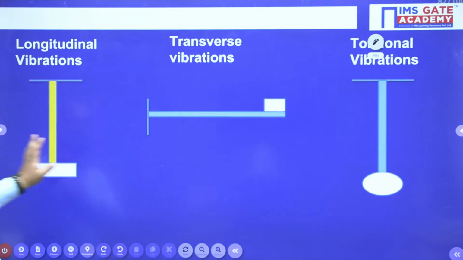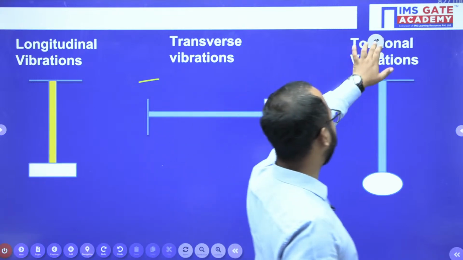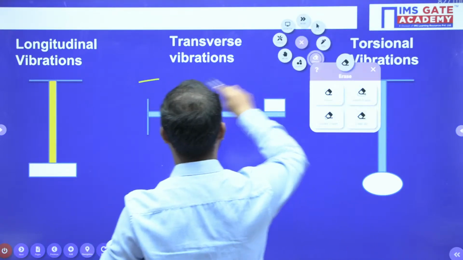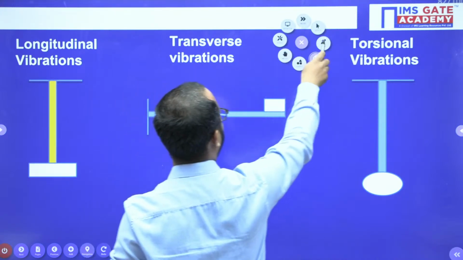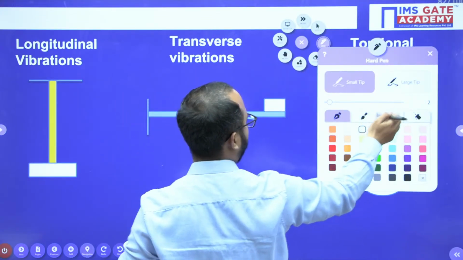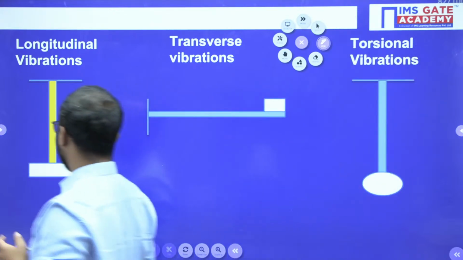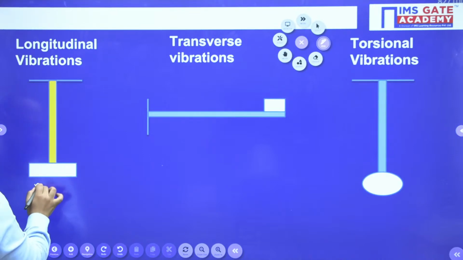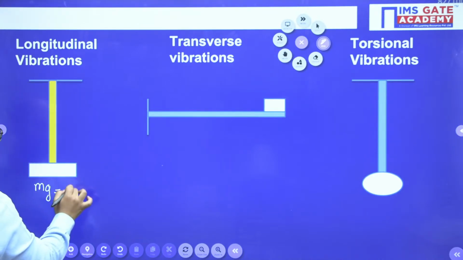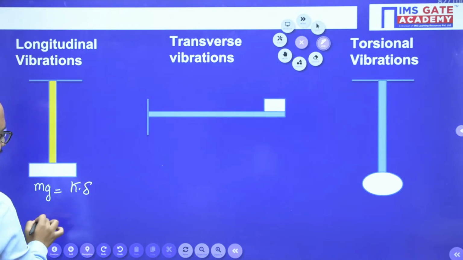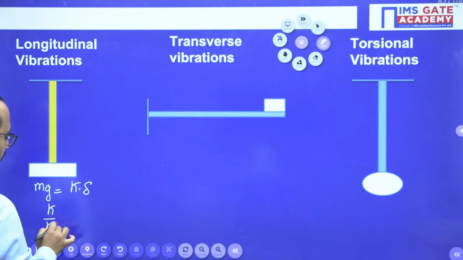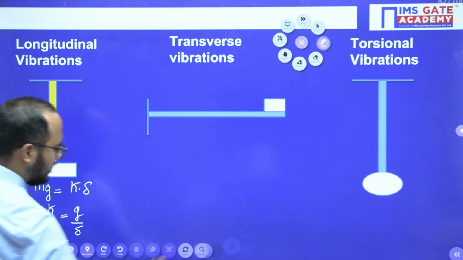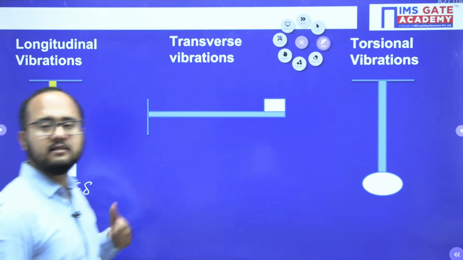Now, three cases are there that you should remember. There is a possibility that they can ask a question from this. Now see, in the longitudinal vibration, you should understand that mg, the weight, equals k delta. And you can write k by m as g by delta. But first you should understand that delta is the static deflection.